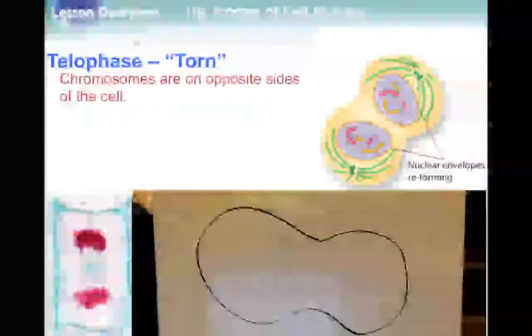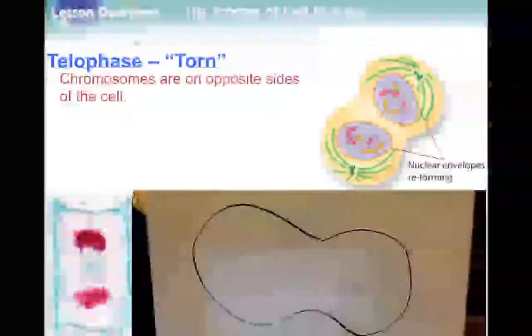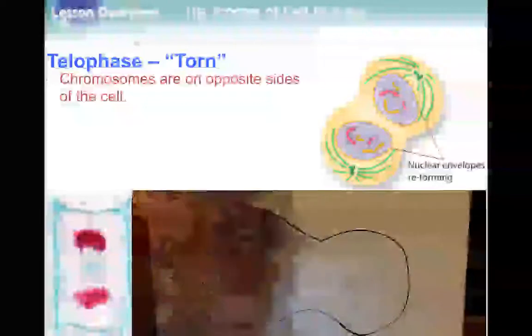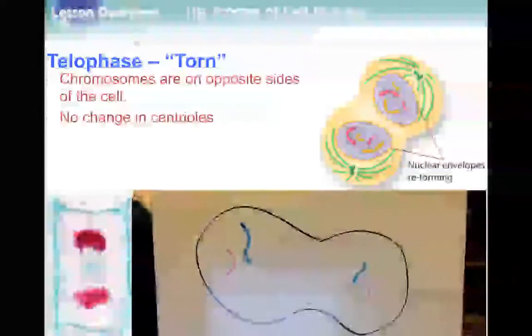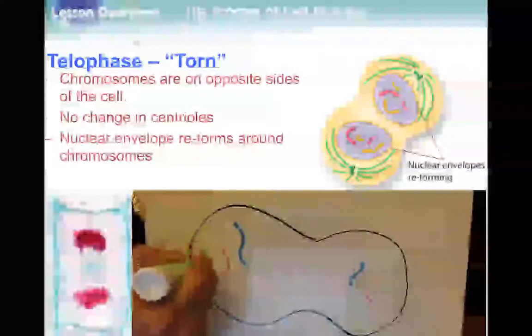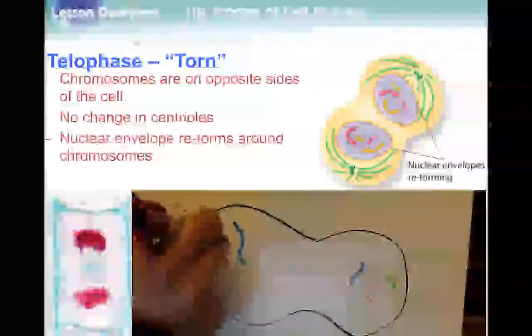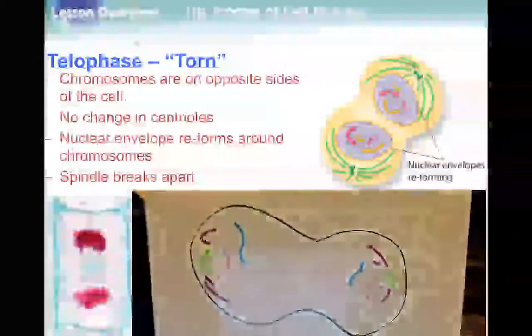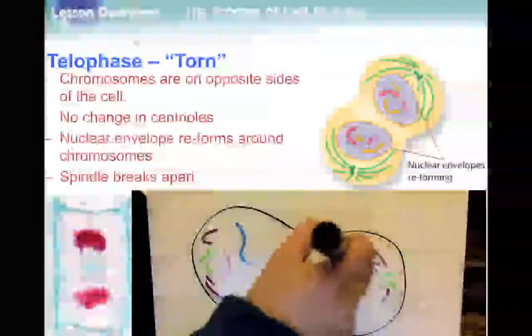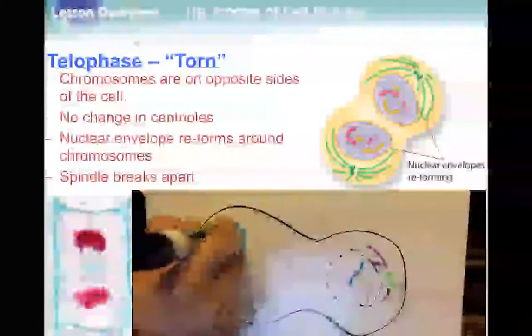The last phase of mitosis is telophase. Take a look at the shape of the cell. This animal cell now is starting to elongate and look like a figure 8. The chromosomes are on opposite sides of the cell. The centrioles are still on opposite sides of the cell, so no change has occurred. The spindles are now starting to break down, and the nuclear envelope starts to reform again. When you think of telophase, think T for telophase, T for torn, since it looks like the cell is tearing apart.